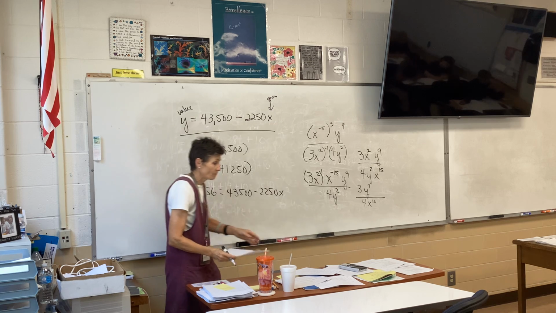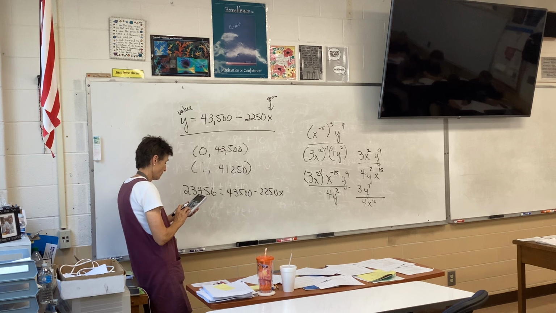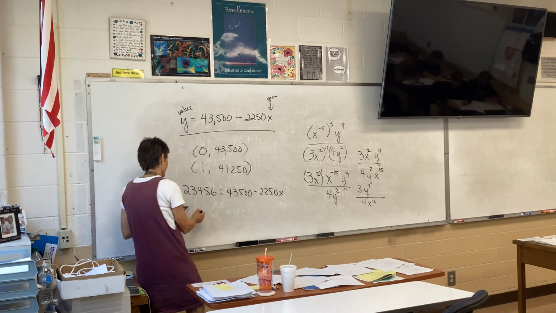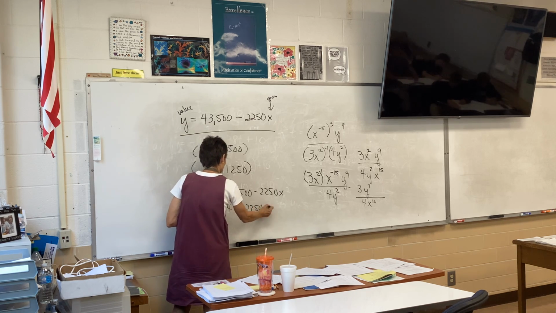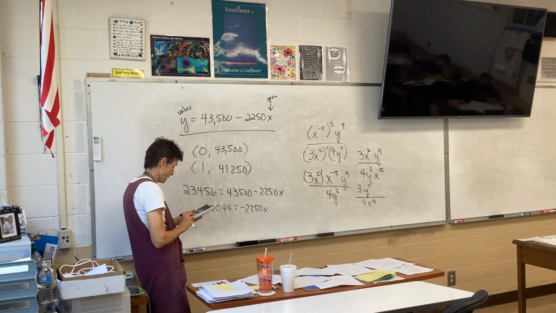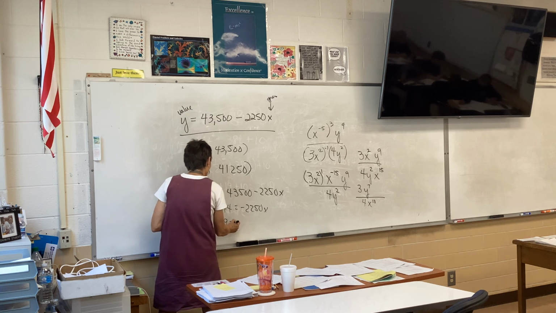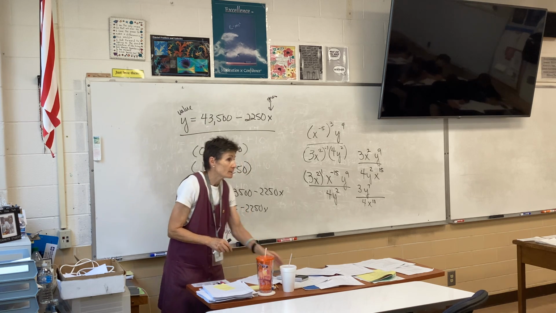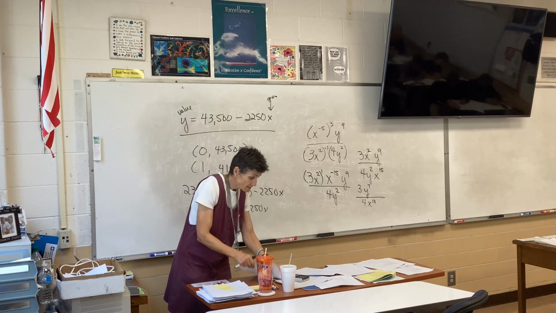And now I just solve that equation. 2, 3, 4, 5, 6 minus 43500 equals negative 2250x, divided by negative 2250. So about 8.9 years. Does that make sense to everybody? Yep. All right, what else?